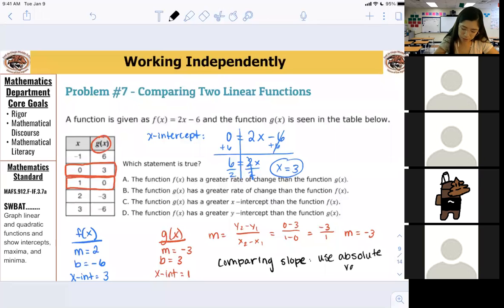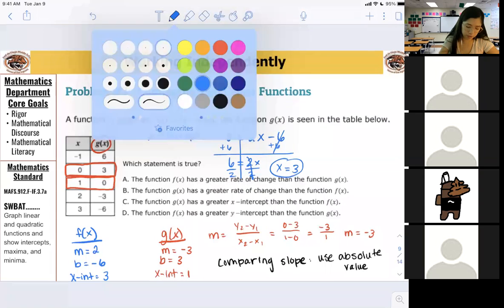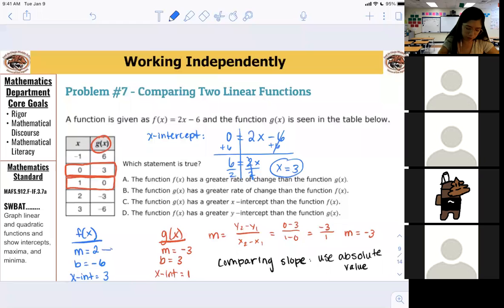Absolute value. So what does that mean? That means I want to know which of those numbers is closer or how far away they are from 0. So in other words, the absolute value of positive 2, how far away is 2 from 0? Not how far away they are from each other, but how far away each of those is from 0. So yeah, the absolute value of 2 is 2.